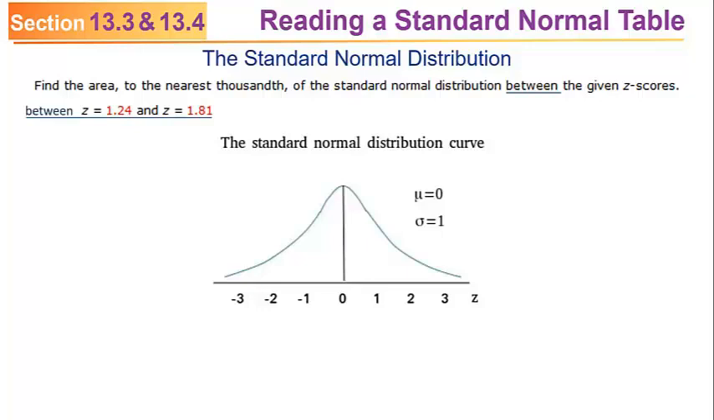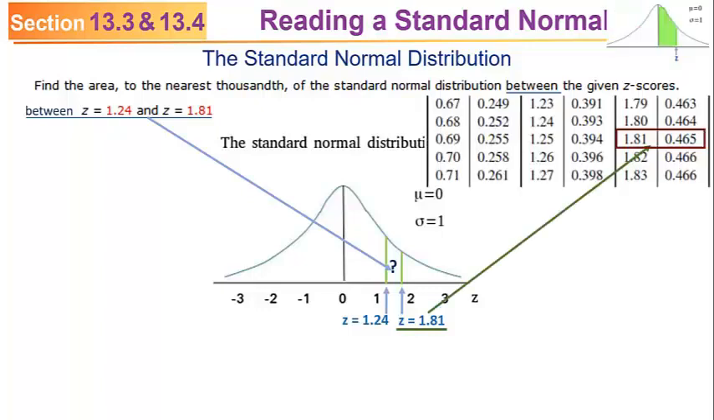How about this one? We want to find the area to the nearest thousandths between z equal 1.24 and z equal 1.81. If you sketch it out, you'll see that it's the area that doesn't touch z equals 0. This is the first one that didn't either include or touch z equals 0. So you're looking for that area there. Well, how would you do that? Think about it. What is the area associated with z equal 1.81? If you were to look at it in the table, you'd get 0.465. What does that represent? That represents the area from 1.81 back to 0.